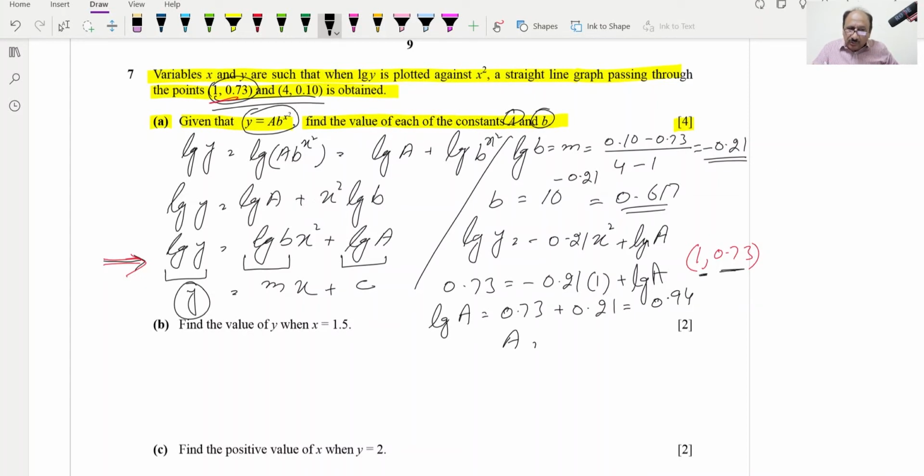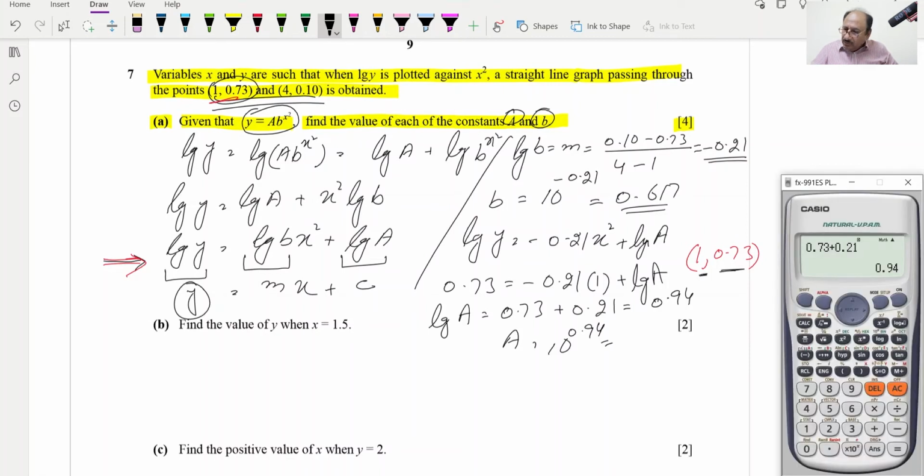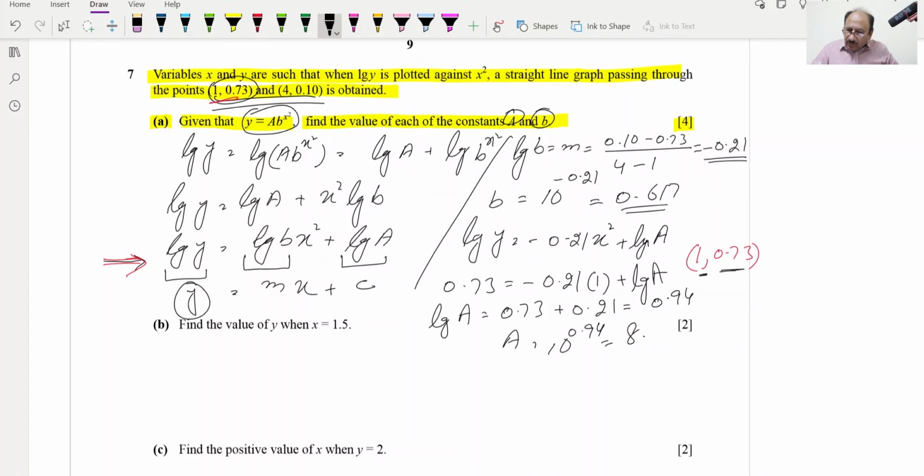And a will be equal to 10 raised to the power 0.94, and this is equal to 8.709, or we can write 8.71. 8.71 will be the final answer for the 2-mark question. Hopefully you understood this. Now we can move to the B part.